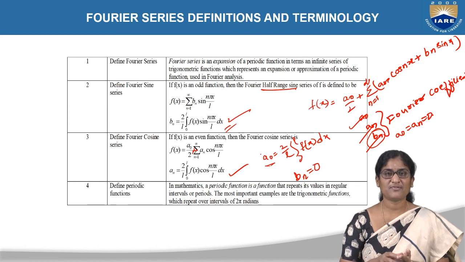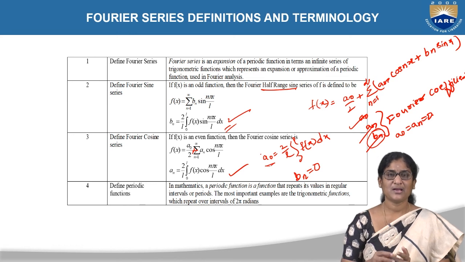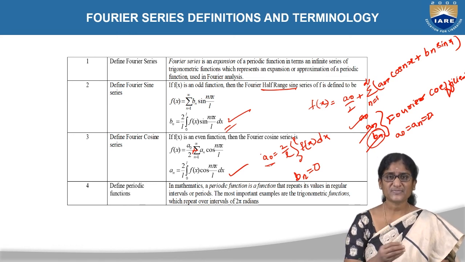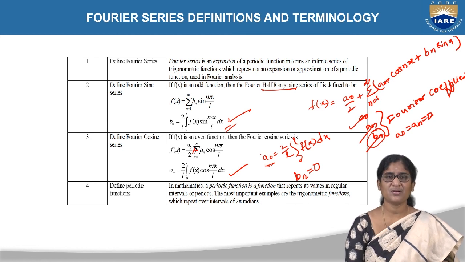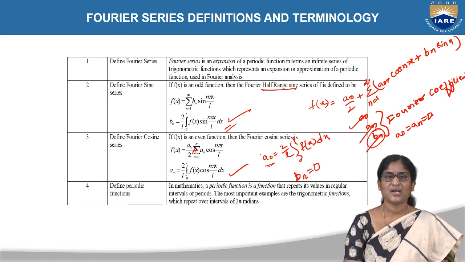For a few functions, we don't have bn. For a few functions, a0 and an will vanish. So the types of functions are: even functions, odd functions, half range sine series, and half range cosine series. And one more thing, we can't apply the Fourier series to all functions.